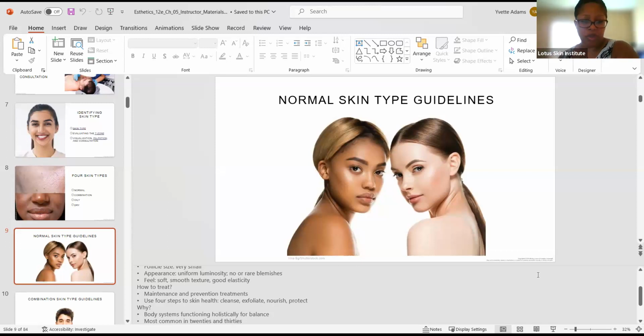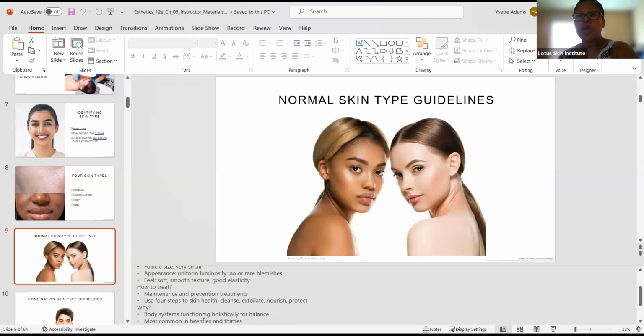That is the number one thing. So making sure that maintenance and prevention treatments are, that you really hammer that home with your client about the importance of doing that. And so I just said that: cleanse, exfoliate, nourish, which is your treatment serums, and protect. Those are the most important things. And then making sure that they're in balance as far as their body systems.